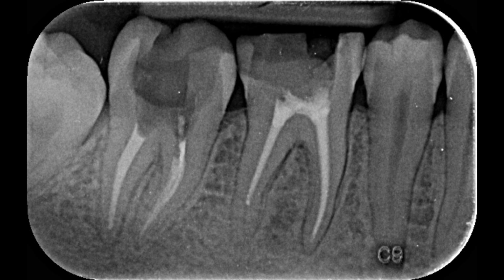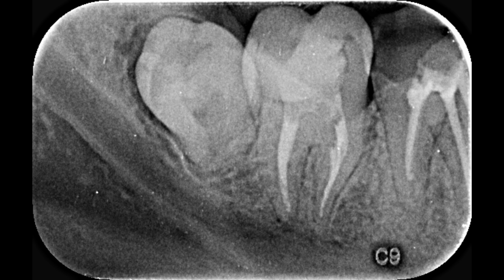So after removal of the decay, I located all 3 canals, shaped them to a taper and obturated them to the full working length. Here you can see on this radiograph. And let's have a look at the distal view radiograph. This is the distal canal, this is the mesiobuccal canal, and this is the mesiolingual canal. Here we got the composite restorations.